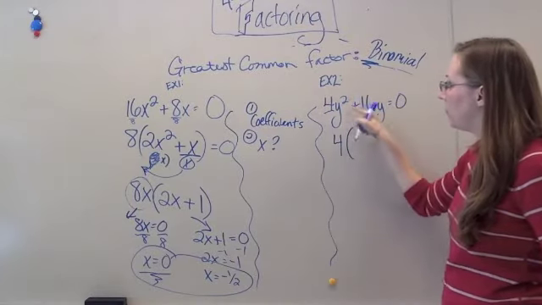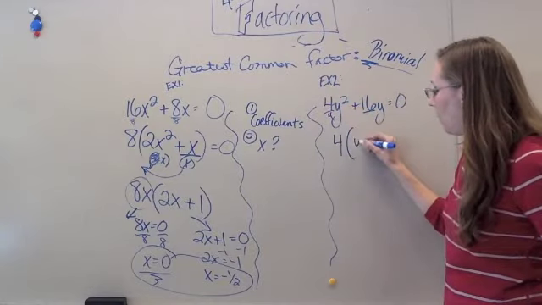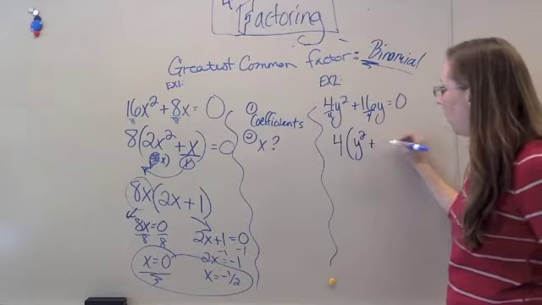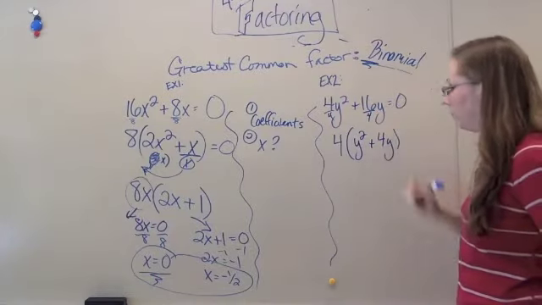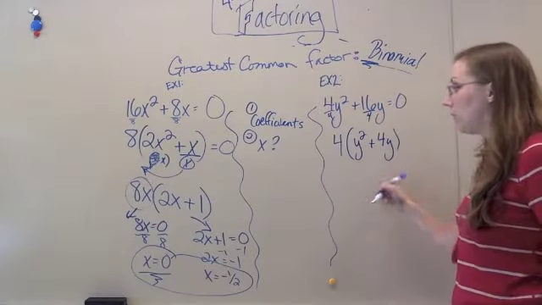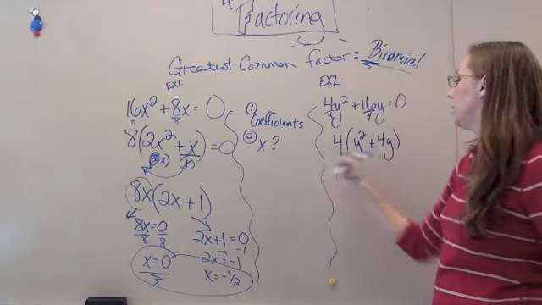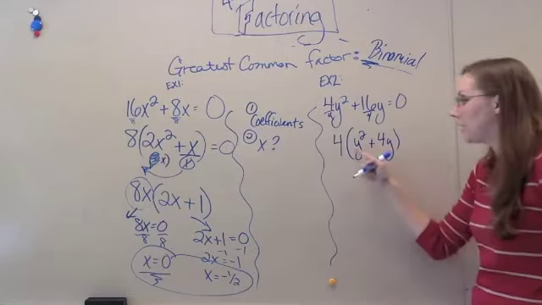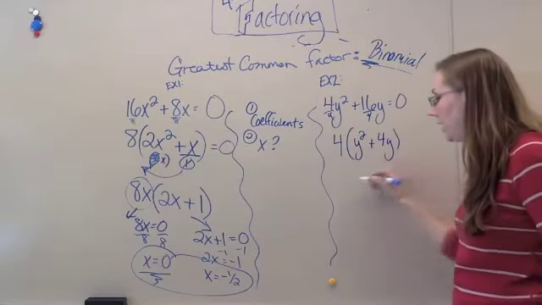If I pull out a 4 from this piece, divide by 4, I get y squared. Here, if I divide by 4, I'm left with a positive 4y. Now, I'm going to see, can I factor out an x? Now, clearly here we don't have an x. Okay, that just means can we factor out our variable? And we can factor out a y. So I'm going to take a y and pull it out here.